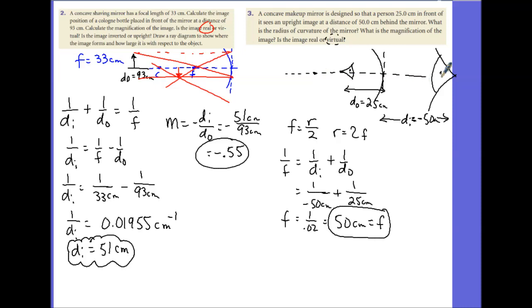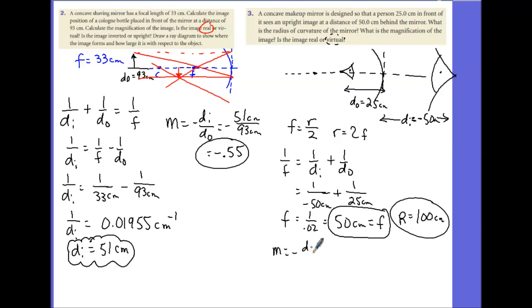Let's see, so that looks good. What is the radius of curvature? R then would be equal to twice that, so R would be 100 centimeters. So I would have a radius of curvature for that mirror of about 1 meter. What is the magnification of the image? Well, let's see if we can go ahead and do that.